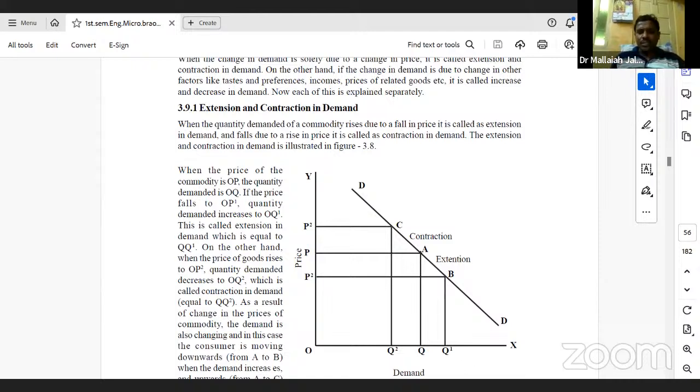When the price increases, for example from the initial OP, the price goes up to OP1. Actually, the diagram label here is also wrong; this one is OP1. So when the price increases, demand decreases. That we call contraction of demand, versus extension in the demand.